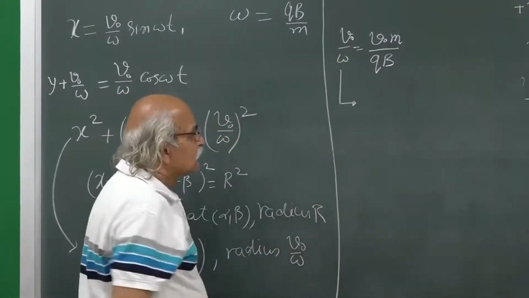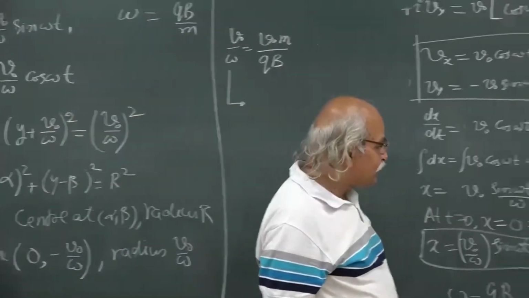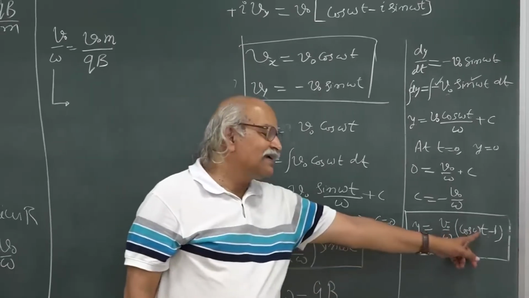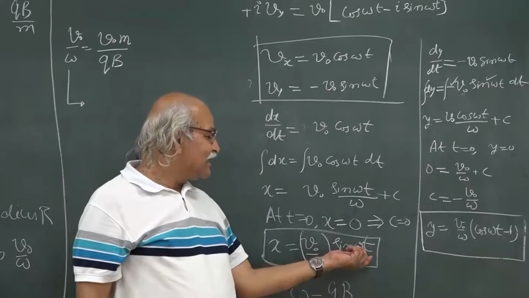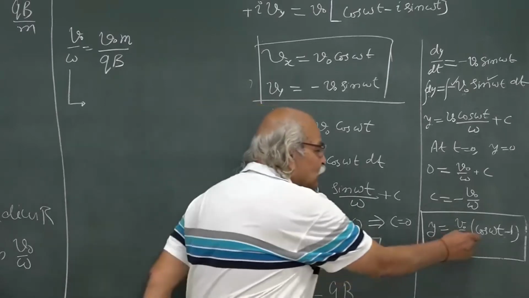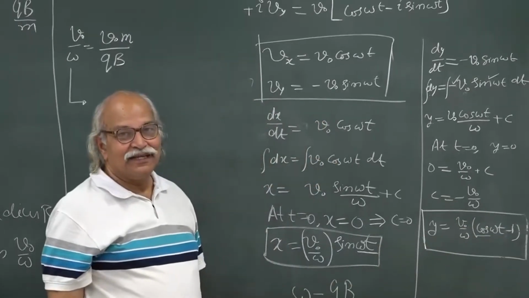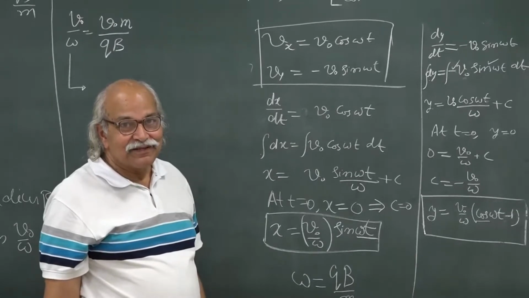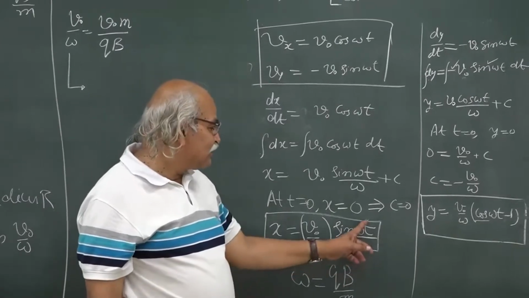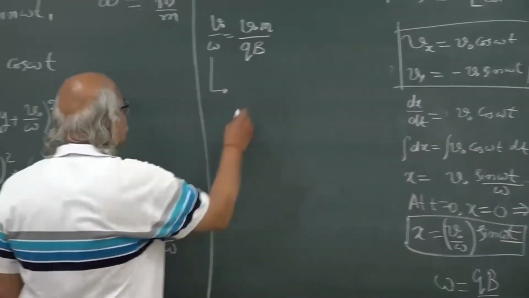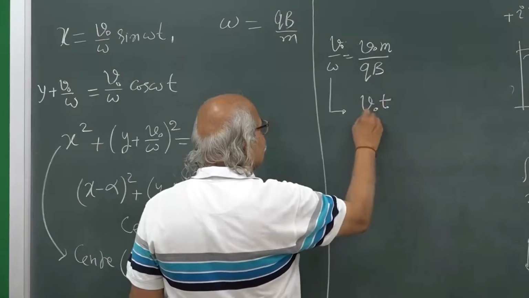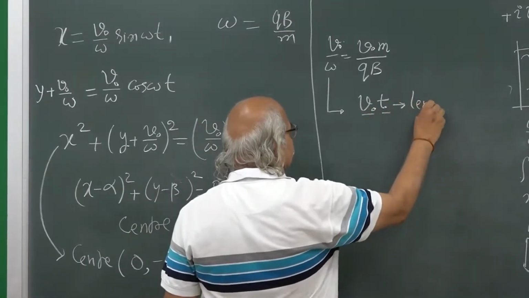This omega is 1 by t, 1 by time. How do I say that? Sine of omega t, cos of omega t. If you are getting sine of omega t, this omega t should be a number. You can take sine and cosine only of a number. You cannot take sine and cosine of a length or time or force. It has to be dimensionless. So omega has a dimension of 1 by t, and if you use that, this t goes here, velocity into time, and that is length. Perfect.